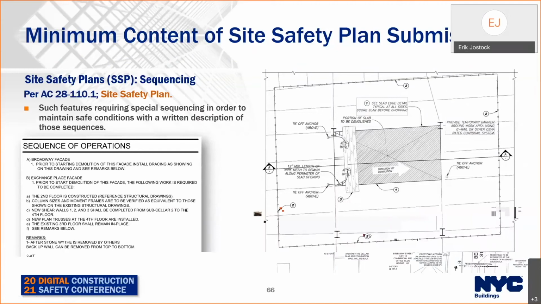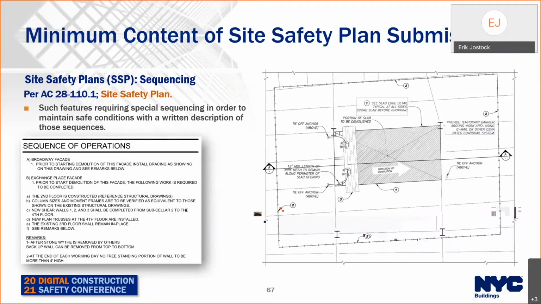Special sequence of operations: features requiring special sequence in order to maintain safe conditions, with a written description of those sequences. Example, picks from a spider crane that require temporary removal of horizontal and vertical netting. The SSP must indicate the sequence by which the controlled access zone is defined, the means and methods used to establish the controlled access zone, and a note that any workers within the area must be tied off until the vertical and horizontal nets have been restored.